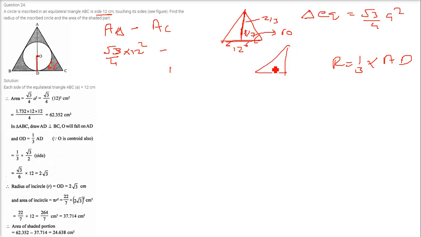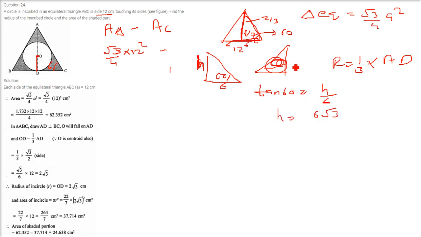So for this triangle, let me take this triangle. We have this as 60 degree, this as 6, and we have to find this one. Say it is the altitude, let me take it as h. So tan 60 will be equal to h by 6. So h will be equal to, tan 60 is root 3, so 6 root 3 we get.